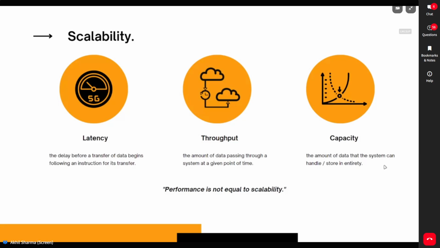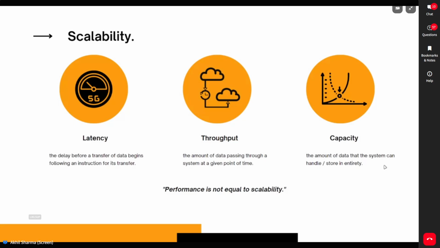You need to have a high throughput. That's basically how much data can pass through the system at any given point of time. It's like Mbps or Gbps or Pbps, right? How much data can pass at a given point of time, like per second or per minute or per hour. Now, capacity is not bounded by time. There's no per second or per minute. It's in entirety how much data can be stored or how much data can flow through the system.